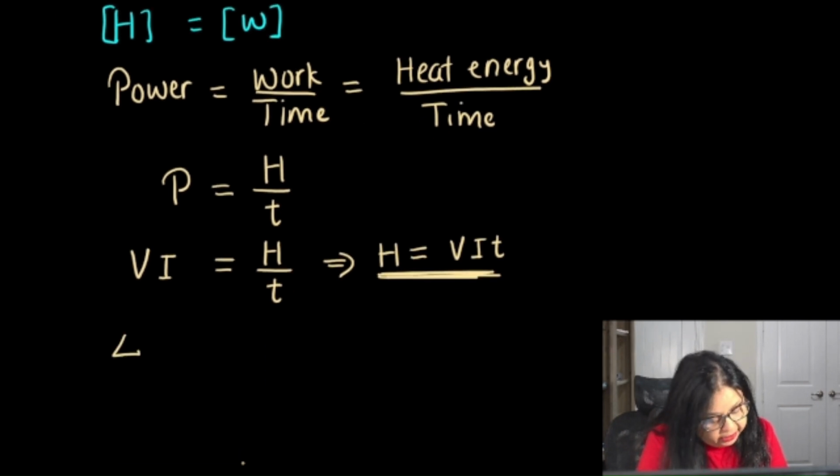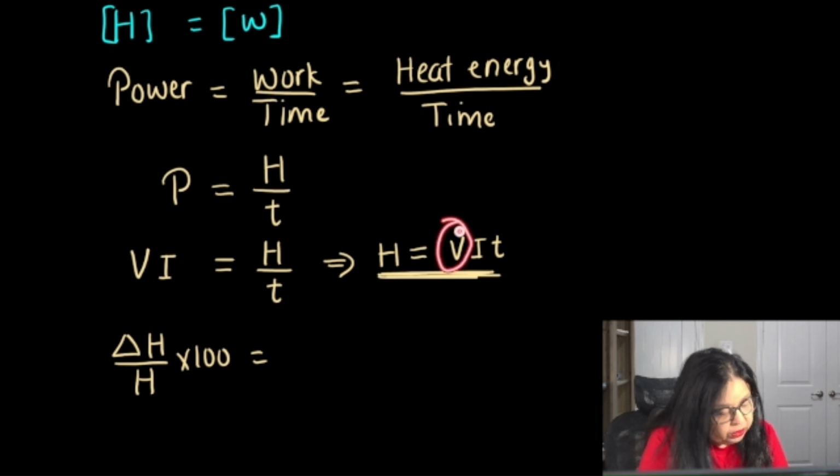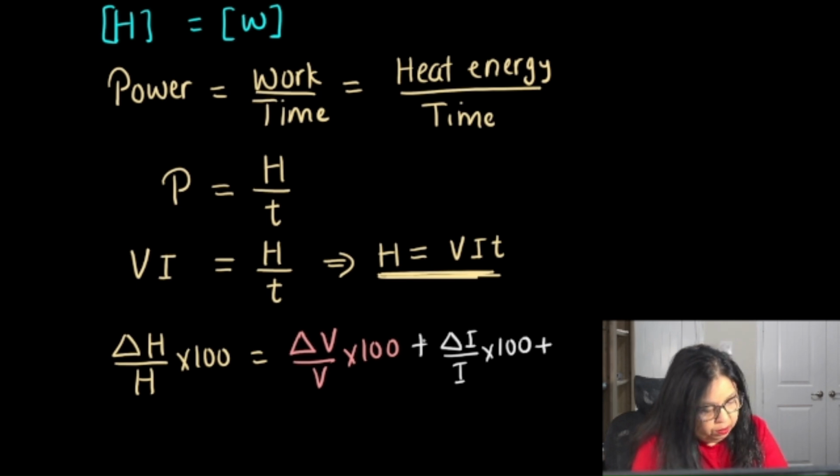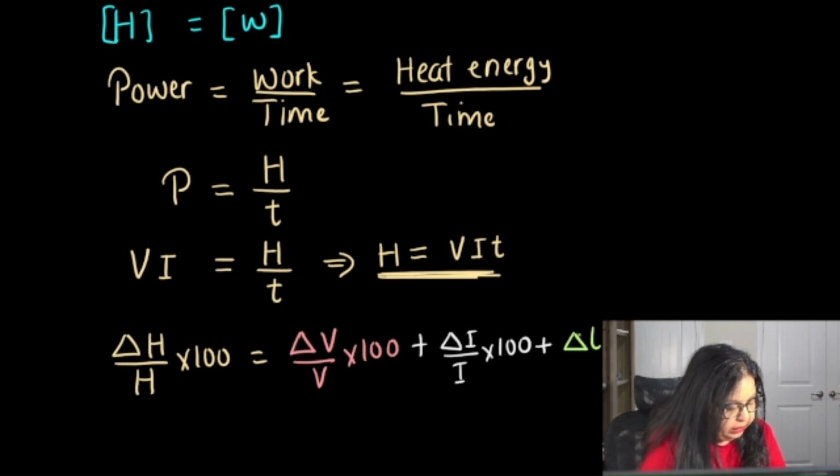Okay, so delta H over H times 100 equals what? The percentage error in the voltage, which is delta V over V times 100 plus what? Percentage error in the current I. Okay, that is delta I over I times 100 plus percentage error in the time, delta T over T times 100.